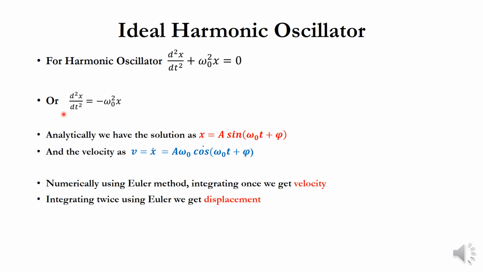In numerical methods, we integrate this second order differential equation twice. Integrating once, we get the velocity. Integrating this d square x by dt square once, we get dx by dt, that is velocity. Integrating twice using the Euler method, we get the displacement, that is dx by dt is integrated to get x. So x is the displacement.